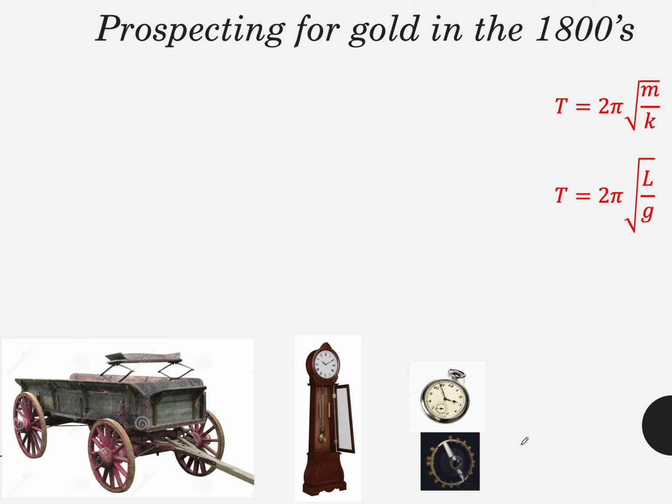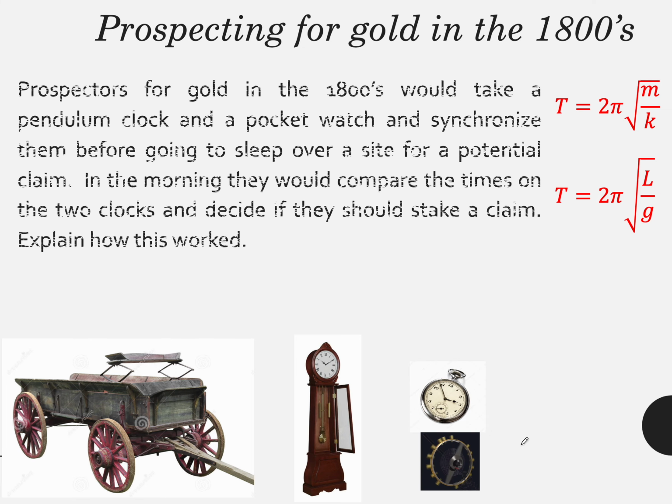And this may actually give you a hint for this slide. I need to quickly explain this one. Prospectors for gold in the 1800s would take a pendulum clock and a pocket watch with them. And then they would synchronize the two clocks before they went to bed. In the morning, they would compare the times on the two clocks and decide if they should stake a claim. Explain how in the world this actually worked.